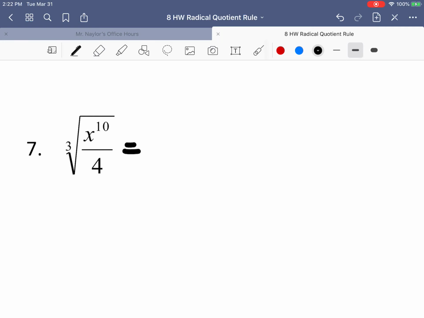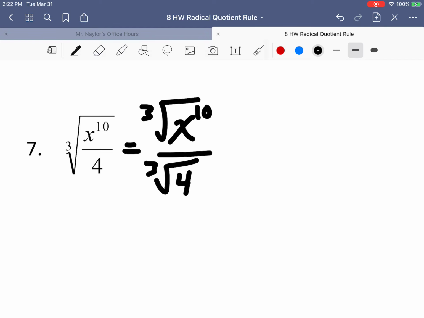Okay, it looks like the only thing we really can do is split this up. You split it up, you end up with a root in the denominator. Yes, that's not good. You can't have a root in the denominator. But before we do anything with that, you should notice that this x^10 has a lot of x right there, and some of that x can come out. In fact, a lot of that x can come out.